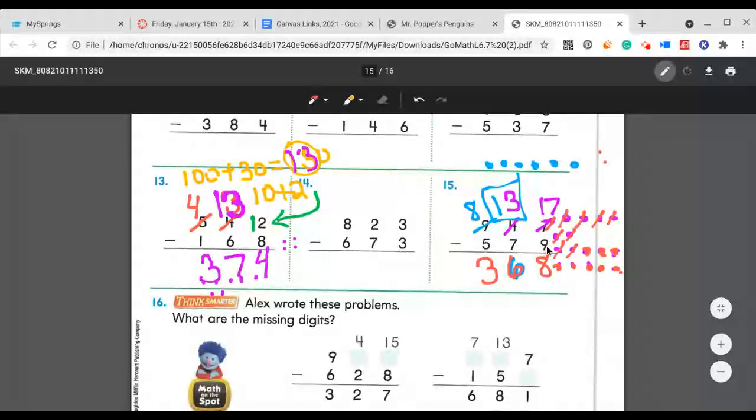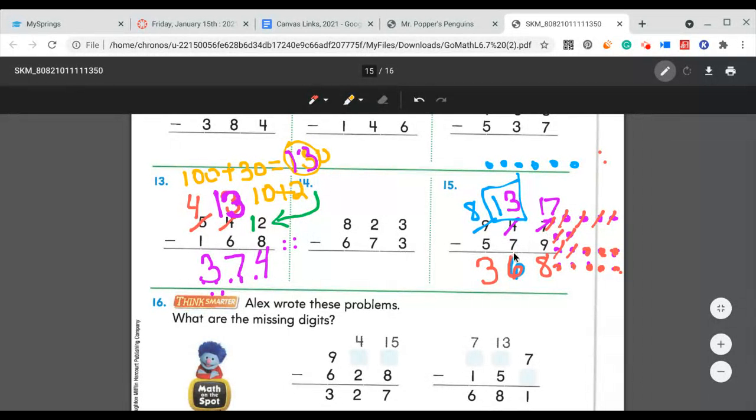When we are adding, it doesn't matter the order we add in, okay? But when we are subtracting, it does matter the order. So we cannot switch this around. We have only 7 things, subtract 9 things. We can't do that. So we have to go next door and take 10 away, okay? We give that 10 over to the ones. So now that becomes 10 ones.